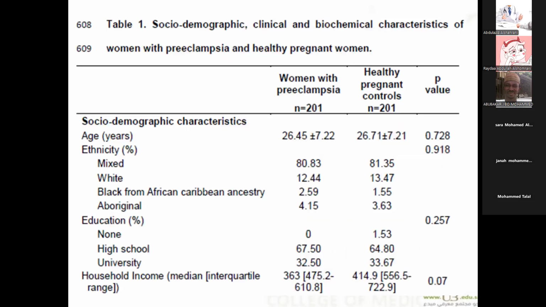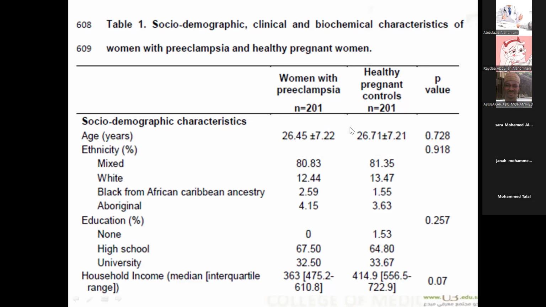Now, this is just a typical example of a table showing some characteristics of women who have had preeclampsia. So you can see these are the socio-demographic features. The first group are women with preeclampsia. The second group are healthy controls without preeclampsia. So this is unpaired data.